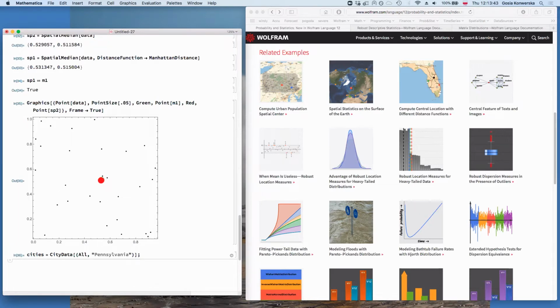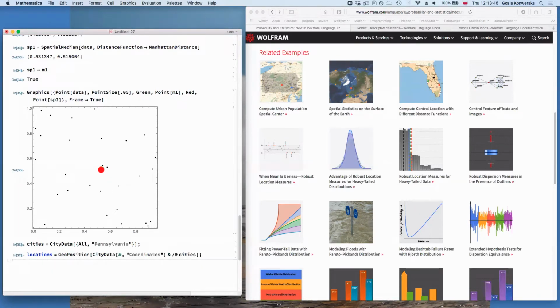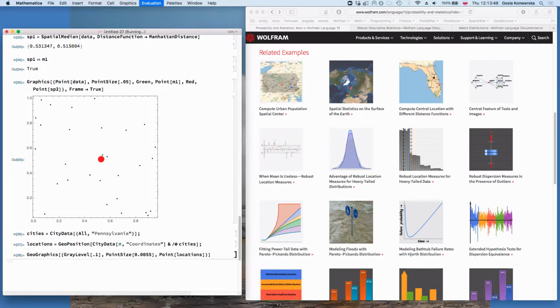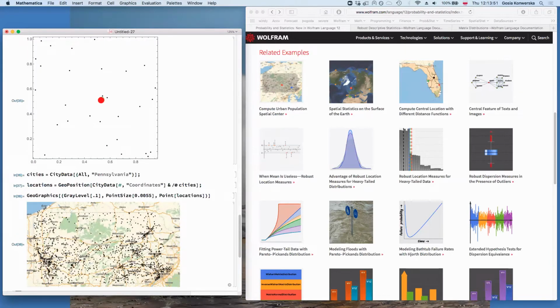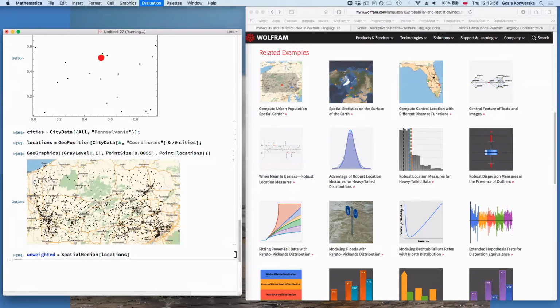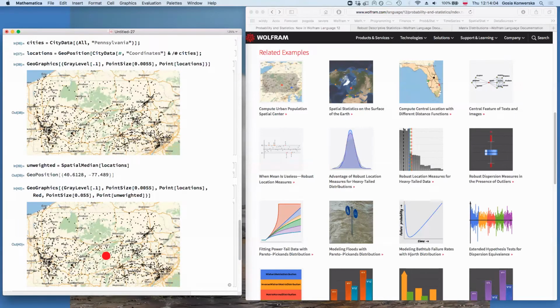Okay, and then we're gonna extract locations for these cities, and then can visualize using geographics. Right, so these are all the cities. Let's compute the spatial median, just input locations, and it returns the geo position of the spatial median. And this, of course, is just finding a place which is central in a way to all the locations of the cities. But it doesn't take into account anything else, just the locations.